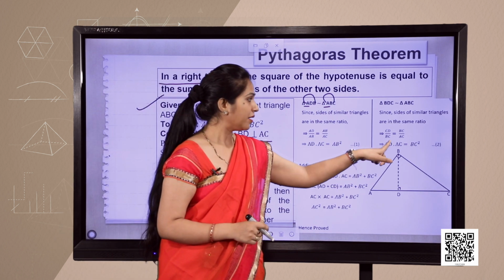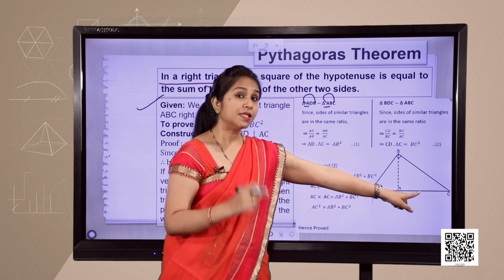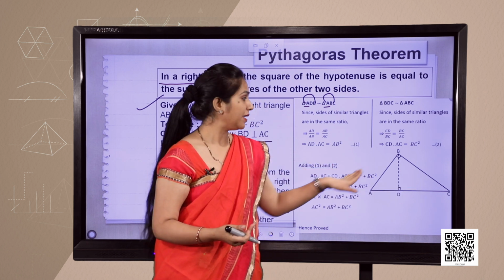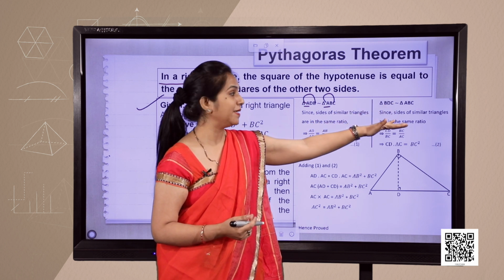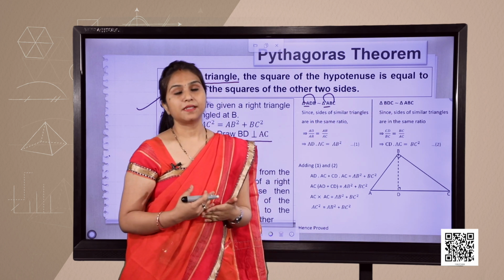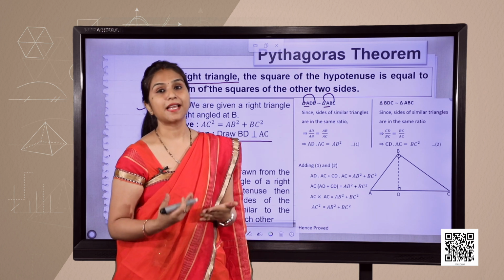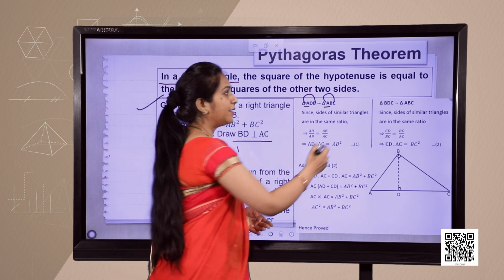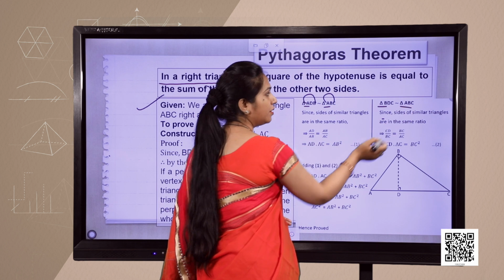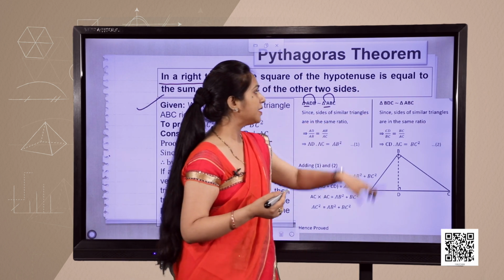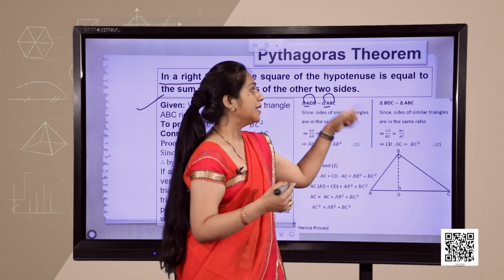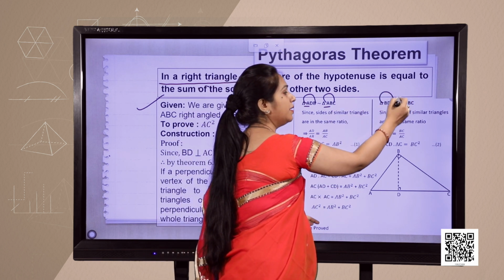Also, this triangle BDC is similar to the big triangle ABC. So, triangle BDC is similar to triangle ABC. Again, when they are similar, you can write that their sides are in proportion. So, write down BD upon AB, or you can write any combination. Here the combination which we are using is CD upon BC is equal to BC upon A.